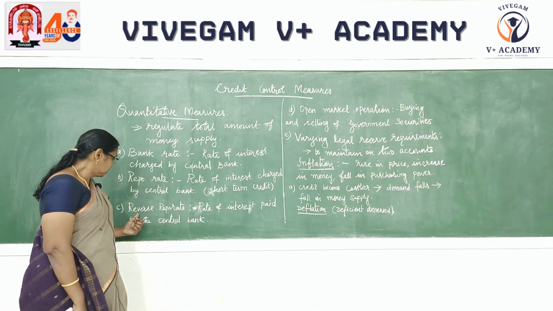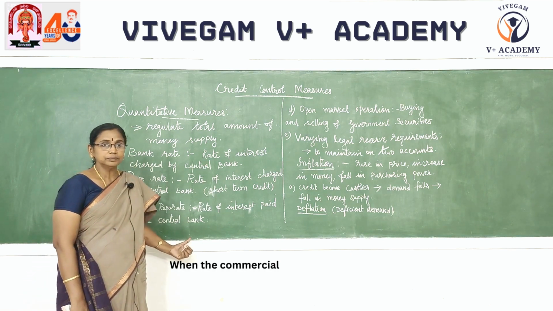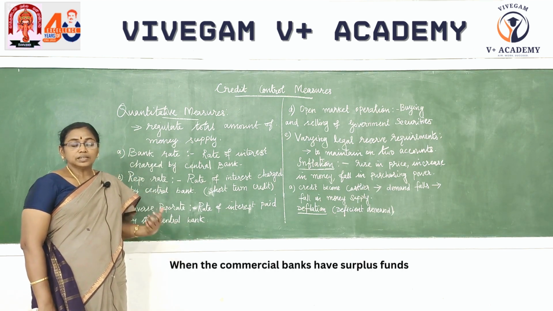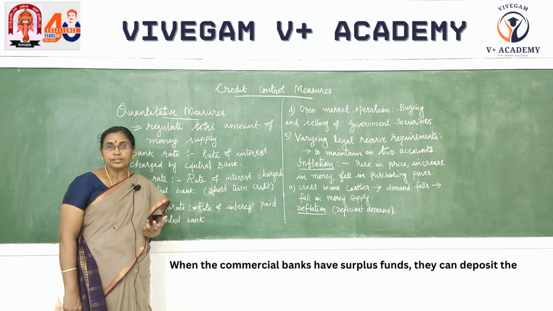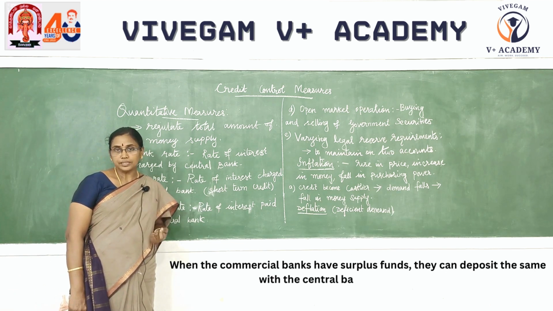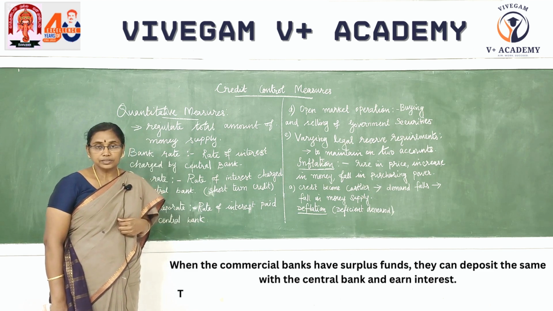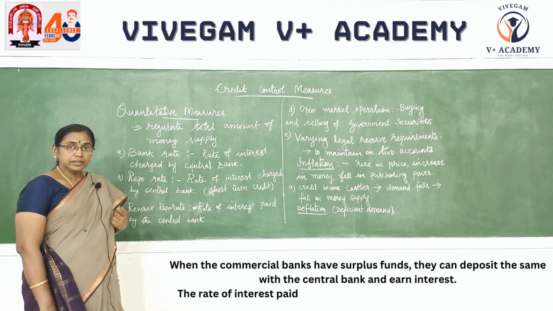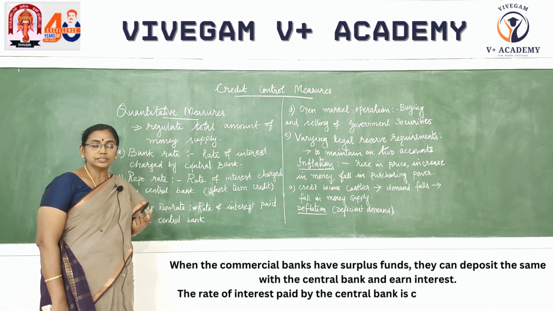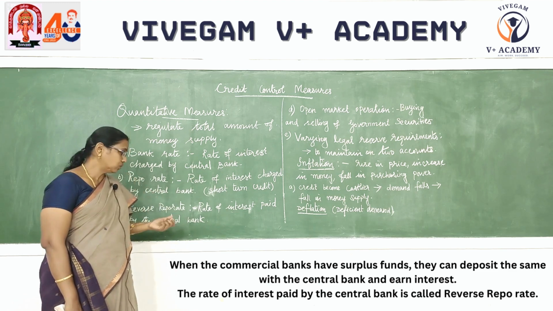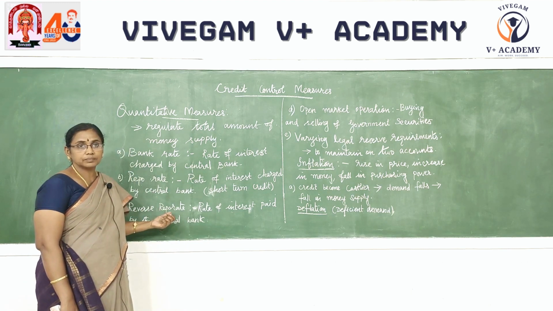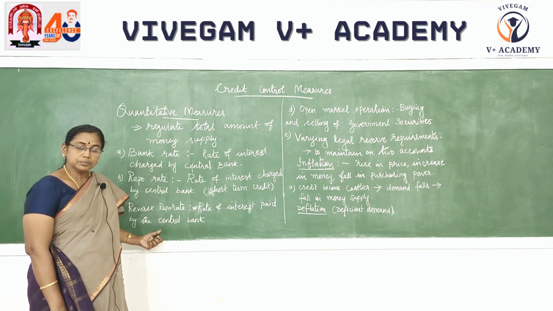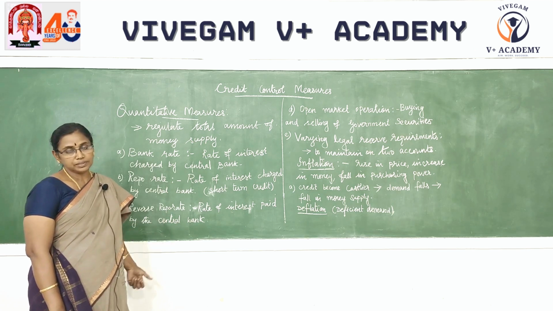The next one is reverse repo rate. Whenever a commercial bank has excess funds, it deposits them with the central bank and earns interest. The rate of interest the central bank pays for these deposits is called the reverse repo rate. Here the rate of interest is paid by the central bank to the commercial bank.